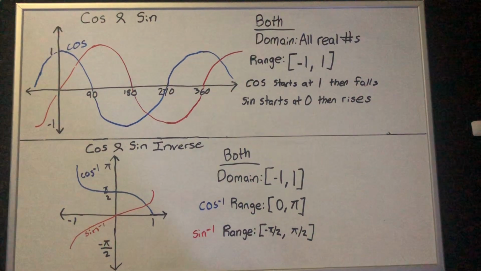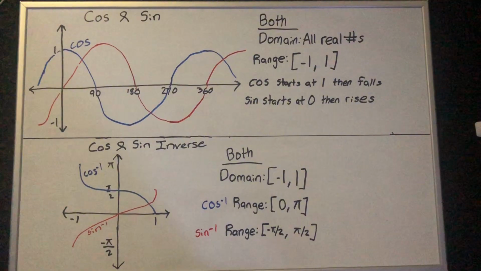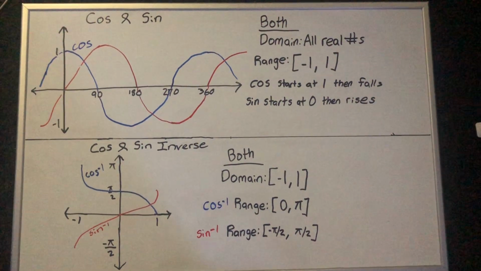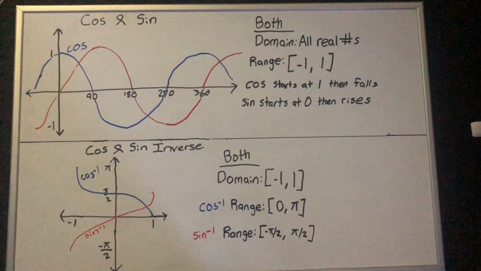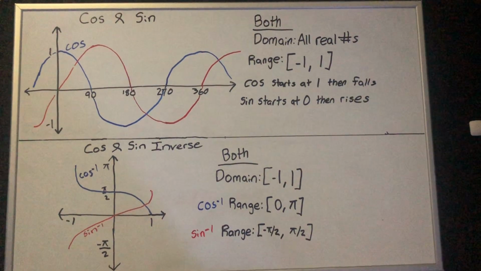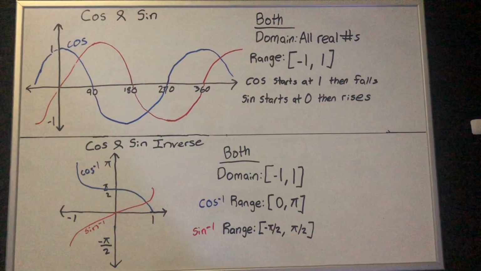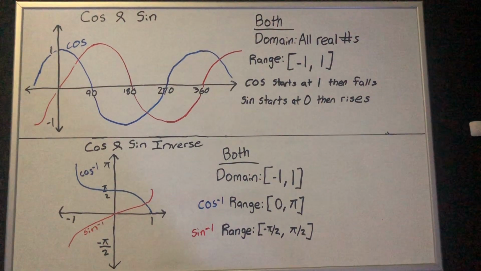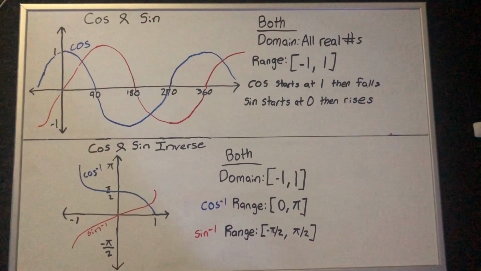The inverses are slightly different though, with the cosine graph starting at 1 and the sine graph starting at negative 1. They share the same domain of all numbers greater than or equal to negative 1 and less than or equal to 1. The range for the inverse of cosine is all numbers greater than or equal to 0, but less than or equal to pi. The range of the inverse of sine is all numbers greater than or equal to negative pi over 2, but less than or equal to pi over 2.